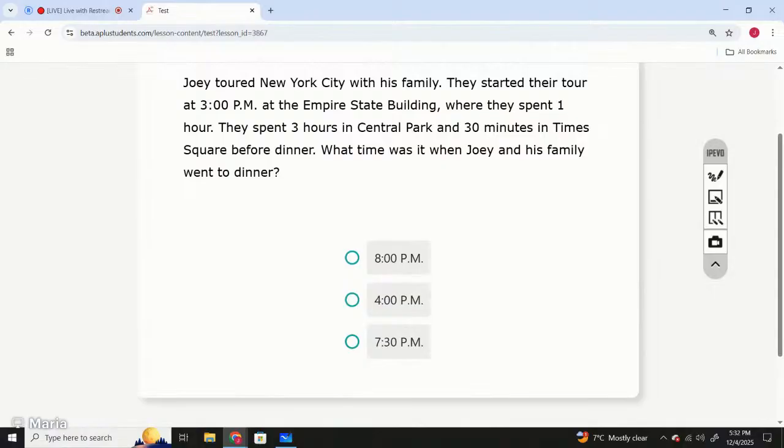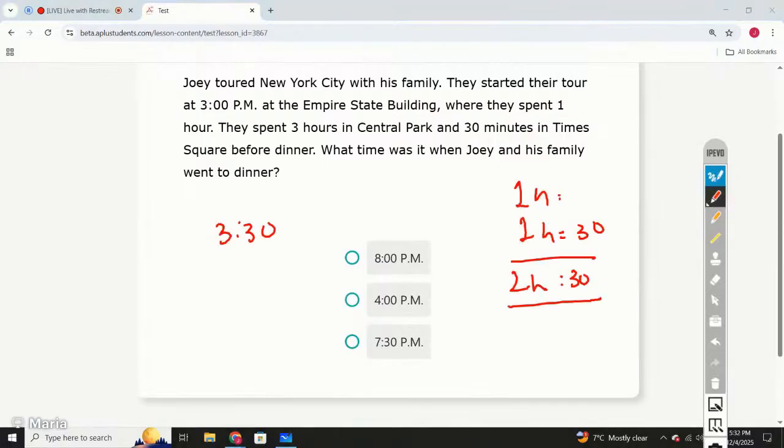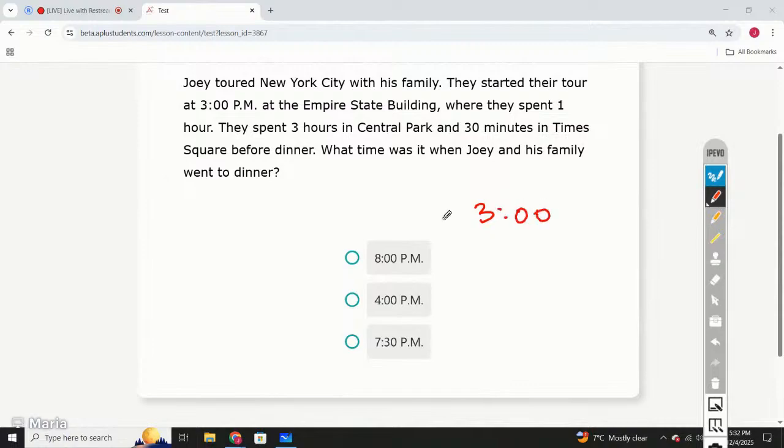Joe toured New York City with his friend. They started their tour at 3 p.m. at the Empire State Building. They spent 1 hour, then they spent 3 hours in Central Park and 30 minutes in Times Square after dinner. What time was it when Joe and his family went for dinner?